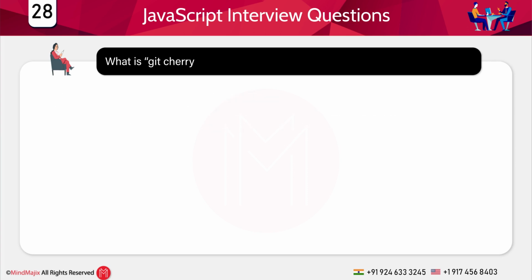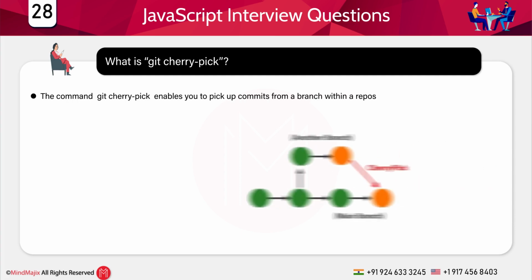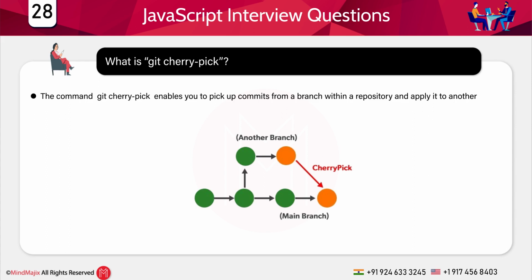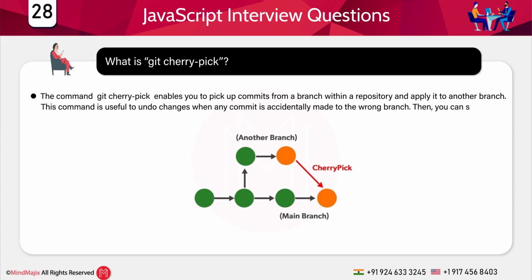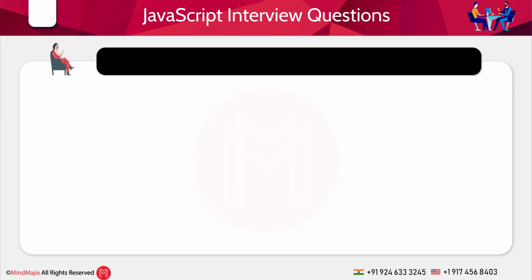What is git cherry-pick? The command git cherry-pick enables you to pick up a commit from a branch within the repository and apply it to another branch. This command is used to undo changes when a commit is accidentally made to the wrong branch. Then you can switch to the correct branch and use this command to cherry-pick.